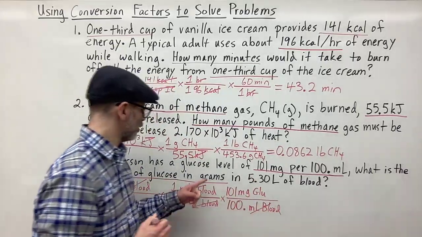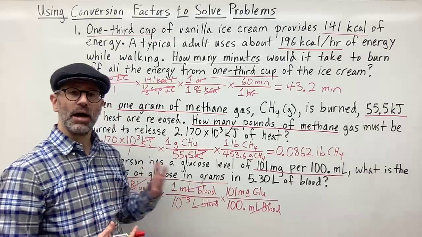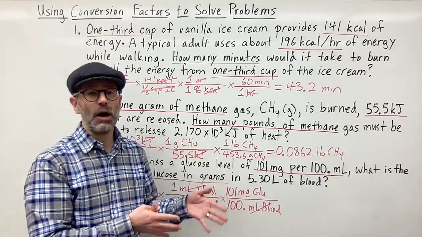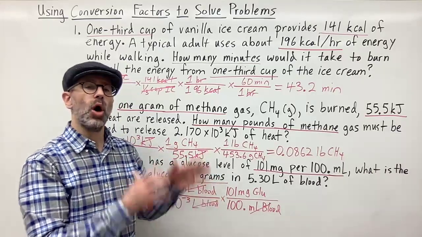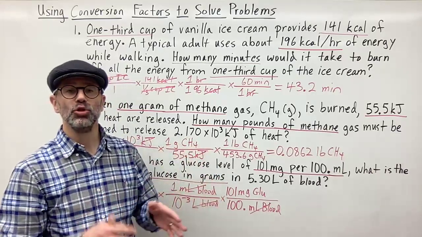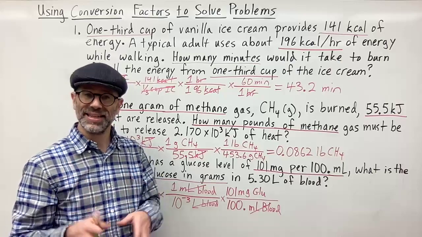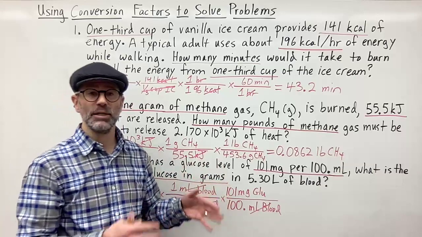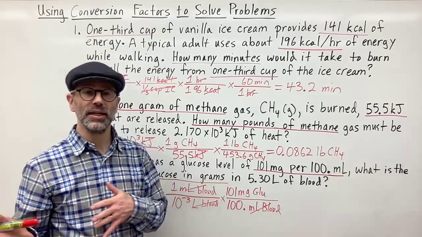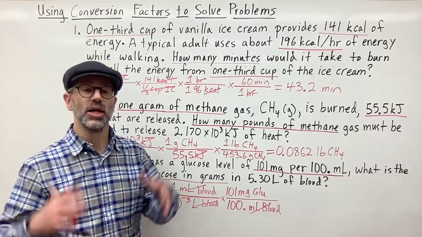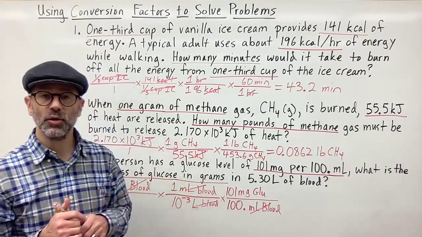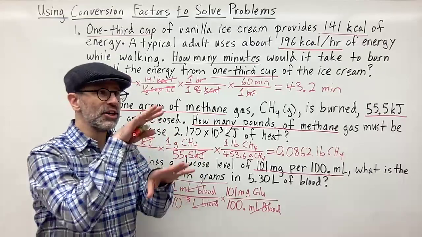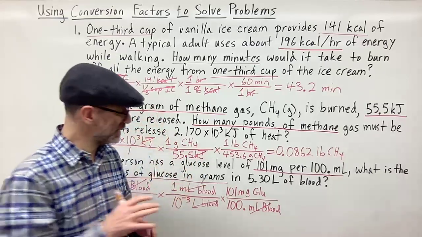But they want it in grams, not milligrams. So I've got to now convert milligrams to grams. But milli is a 1/1000th again, right? So 1 milligram is going to be equal to 1/1000th, or 10 to the negative 3 grams. Or you could say 1 gram is equal to 1,000 milligrams, or 10 to the 3 milligrams. Either conversion factor works. It's the exact same ratio.